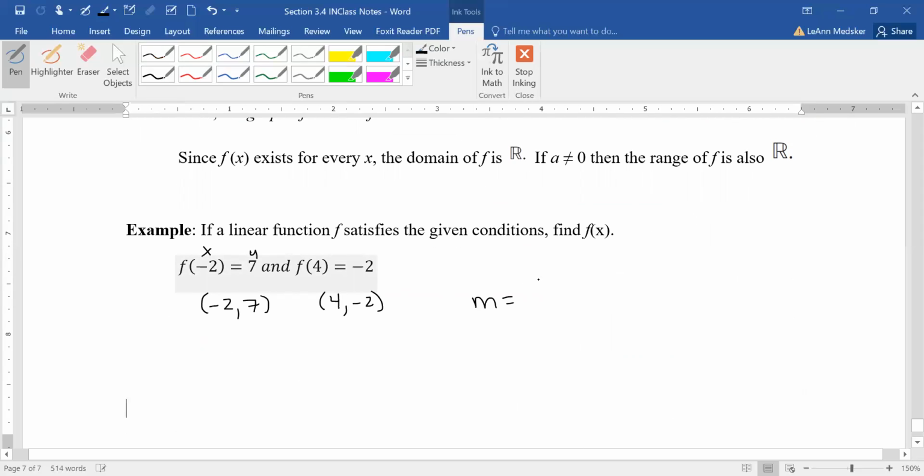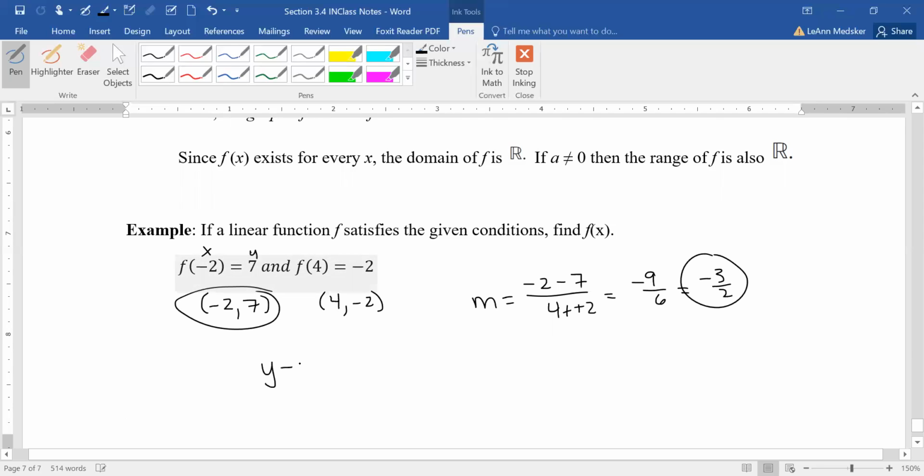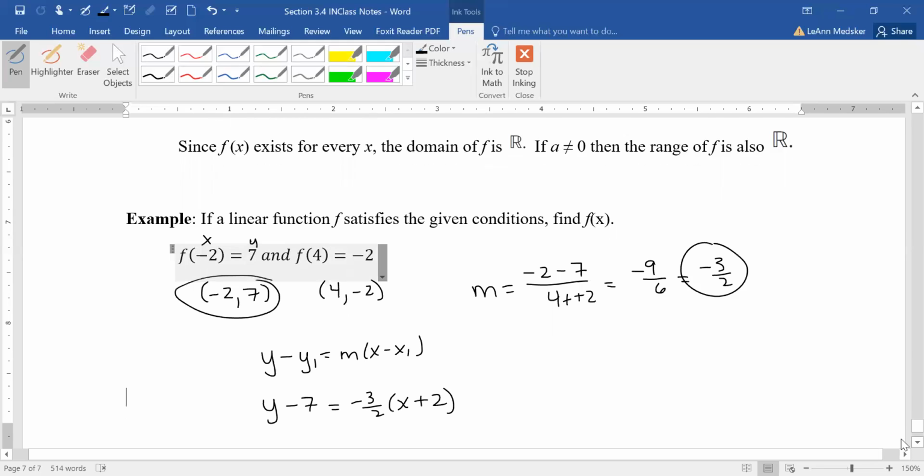If we find the slope of that, that's -2 minus 7 over 4 minus -2. So that's going to be plus plus. That's -9 over 6. So that reduces to -3/2. You can use either one of the points you want. It doesn't matter, but I'm going to use my point and my slope. Write it in point slope, just like in section 3.3.1. This would be y minus 7 equals -3/2 times x minus a -2, which would be plus 2.